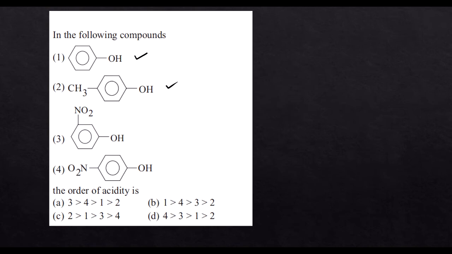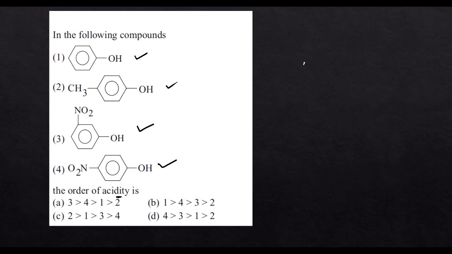For this, we have to see the order of acidity. To see the order of acidity, the more electron withdrawing groups present in the ring, the more will be the acidity. Here in this question we have phenol, para-hydroxytoluene, meta-nitrophenol and para-nitrophenol. For comparing the acidity, we need to see the electron withdrawing group. The more electron withdrawing group present, the more will be the acidity. The more electron donating group, the less will be the acidity. And for detailed explanation, you need to see my acidity basicity video.